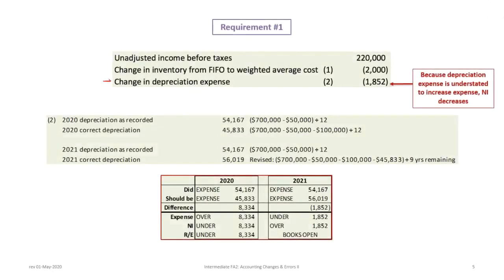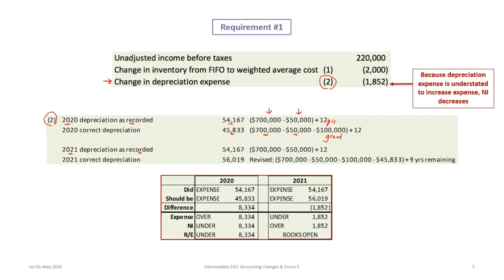The next item is the change in depreciation expense that we'll talk about in note 2. As recorded, the depreciation was $54,167. That's based on a cost of $700,000 minus a residual of $500,000 divided by 12 years. But it should have been $700,000 minus the residual of 50 minus the grant of $100,000 divided by 12 years. So it should have been $45,833.